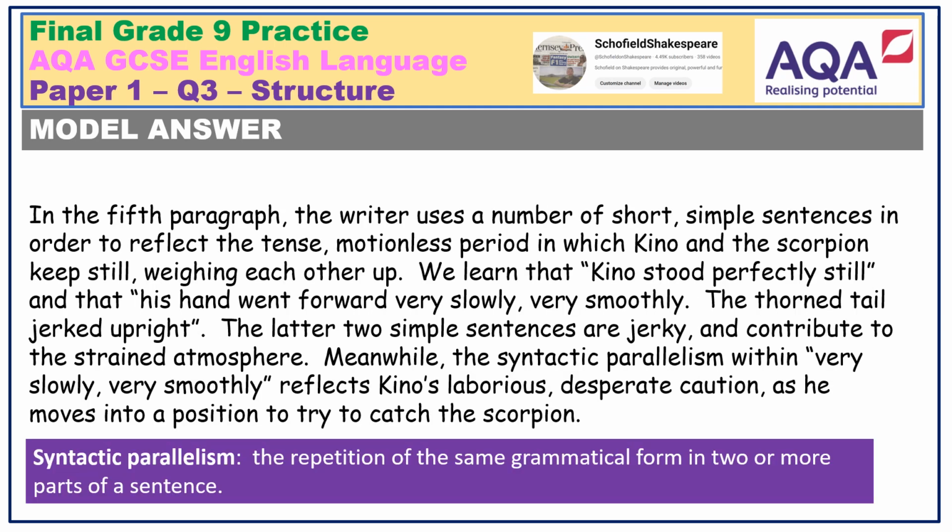In the fifth paragraph, the writer uses a number of short, simple sentences in order to reflect the tense, motionless period in which Kino and the scorpion keep still, weighing each other up. We learn that Kino stood perfectly still and that his hand went forward very slowly, very smoothly. The thorn tail jerked upright. The latter two simple sentences are jerky and contribute to the strained atmosphere. Meanwhile, the syntactic parallelism within very slowly, very smoothly reflects Kino's laborious, desperate caution as he moves into a position to try to catch the scorpion.